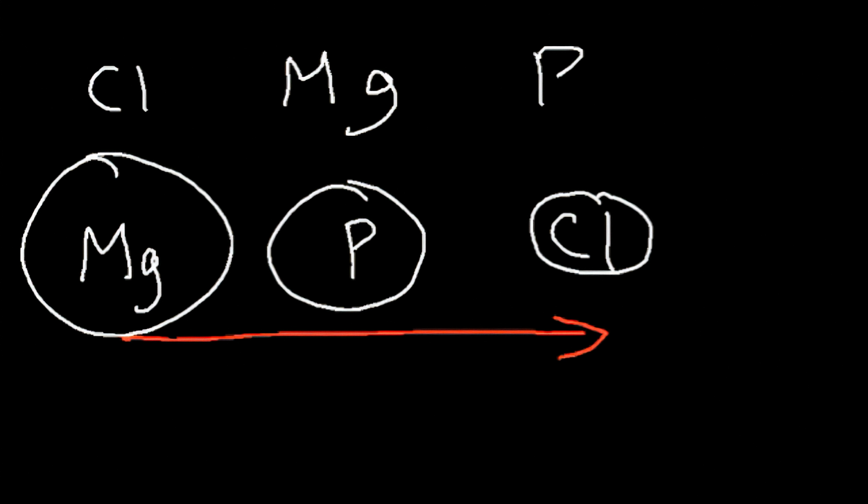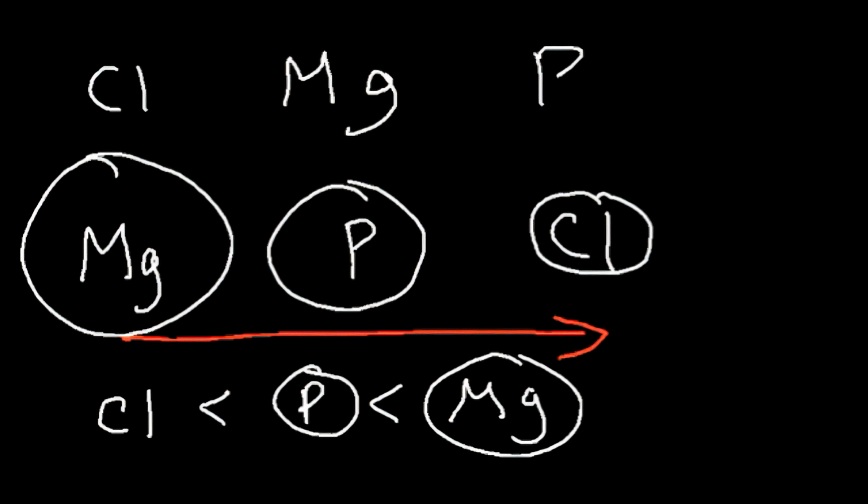So if we want to rank it in order of increase in atomic size, we need to put the smallest first, and then the largest last. So chlorine is smaller than phosphorus, which is smaller than magnesium.